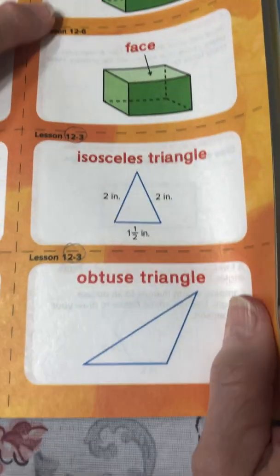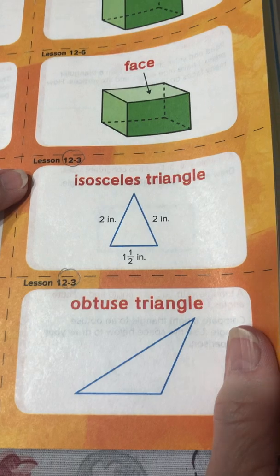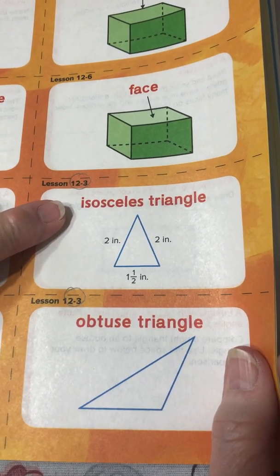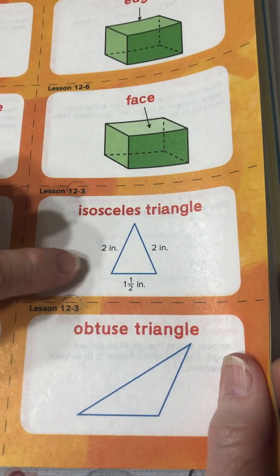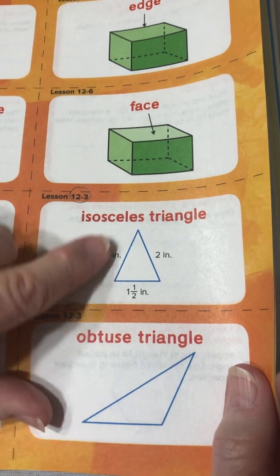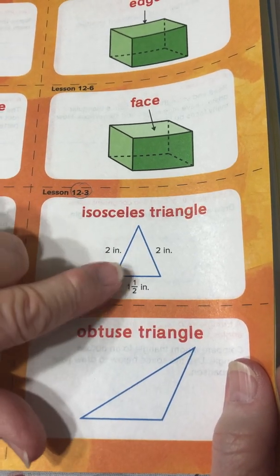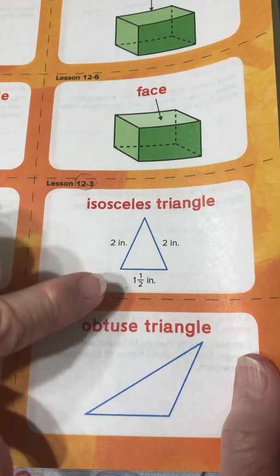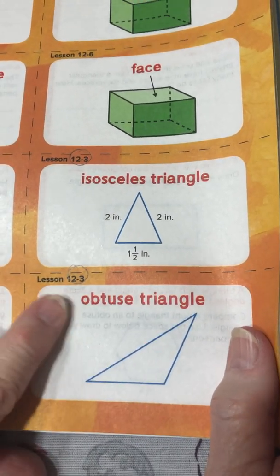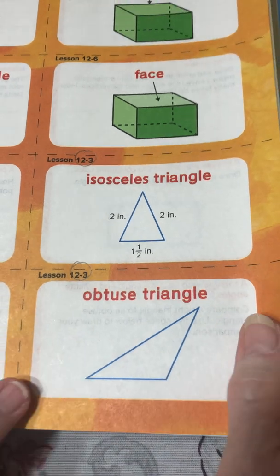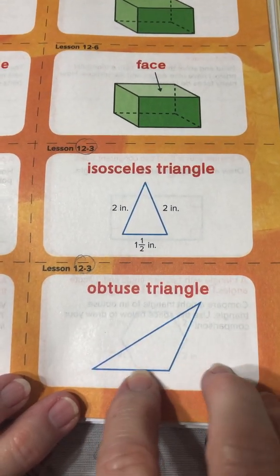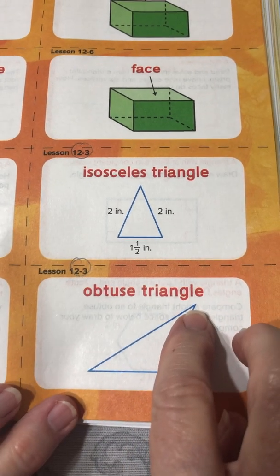Okay, look at the second column of cards, the next to the last one, and that says isosceles triangle. An isosceles triangle has 2 sides that are equal. And notice that all of its angles are less than 90 degrees. Then the next one is an obtuse triangle, and you can always tell an obtuse triangle because one of its angles is bigger than 90 degrees.